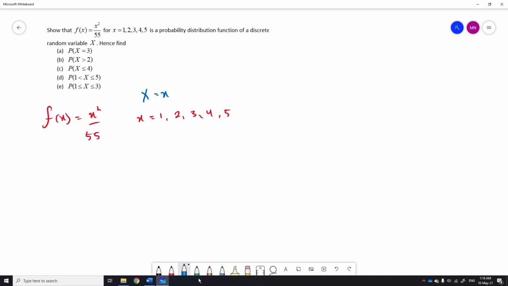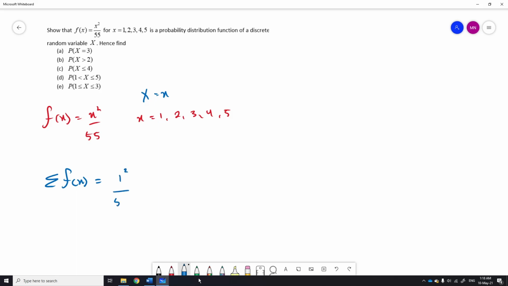Okay, so in order to identify, we have to do a calculation: take all of the values of x, place them into the function, and make sure that the sum of the function is equal to 1. So take the summation of the function and place all of the values of x that we have.